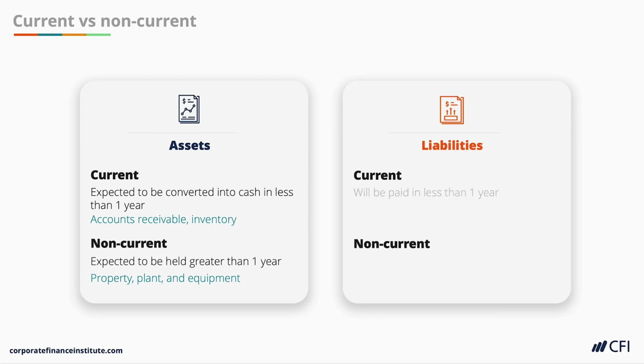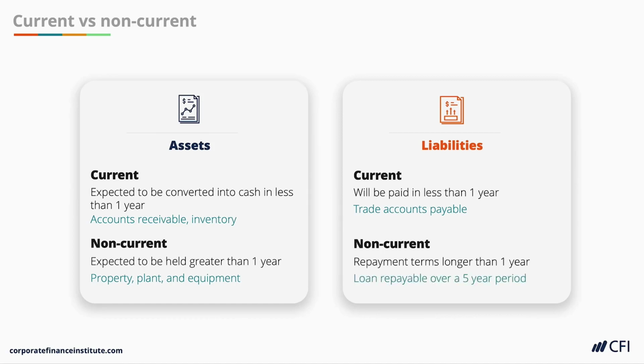These are liabilities that will be paid in less than a year. Trade accounts payable are a good example of a current liability. Non-current liabilities are those that have repayment terms that are longer than 1 year. An example would be a loan repayable over a 5-year period.